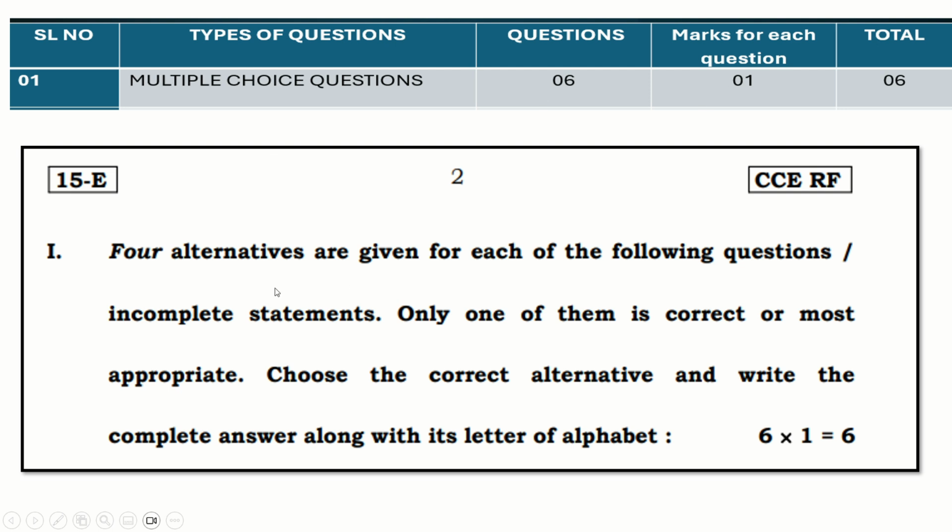4 alternatives are given for each of the following questions. Incomplete statements. Only one of them is correct or most appropriate. Choose the correct alternative and write the complete answer along with its alphabet, letter of alphabet. So you will have 6 questions here to score, and you will have to choose the correct answers, where options will be given. So what are the topics? Let's take a look at it.